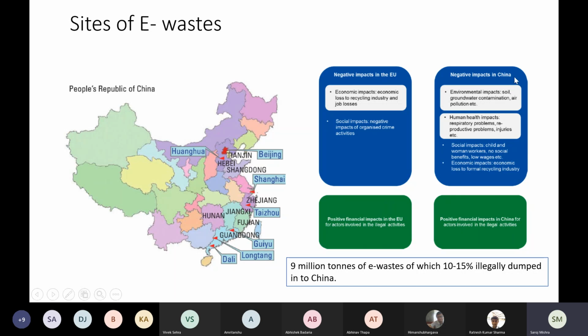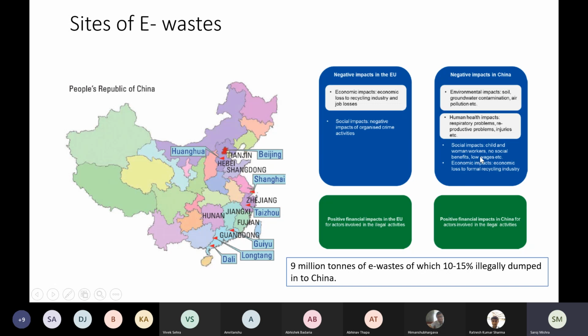Now, what happens in China? Again, there is an environmental impact. It may provide extra jobs to the lower strata of people, but there is a huge environmental impact, because soil and groundwater contamination, air pollution, etc. occur because of the dumping of e-waste. There is a human health impact: respiratory problems, reproductive problems, injuries, etc.